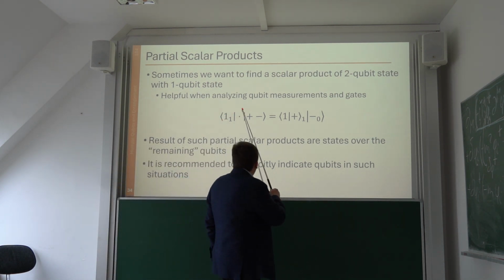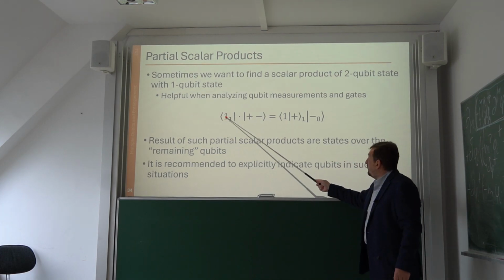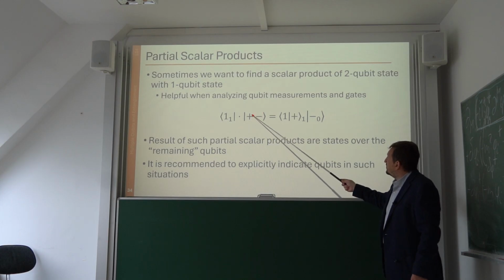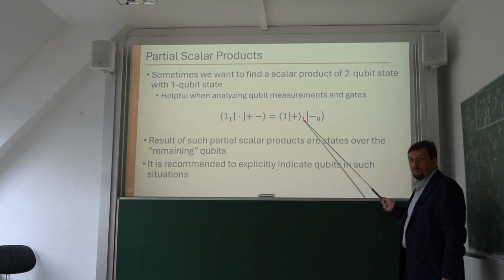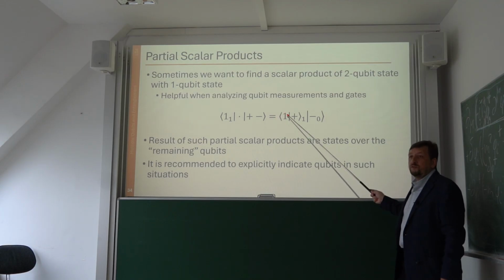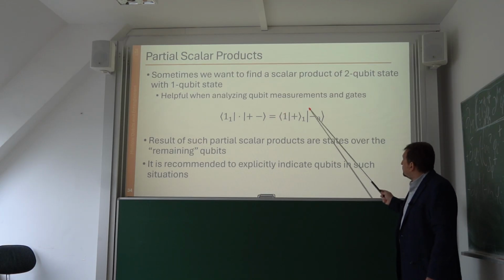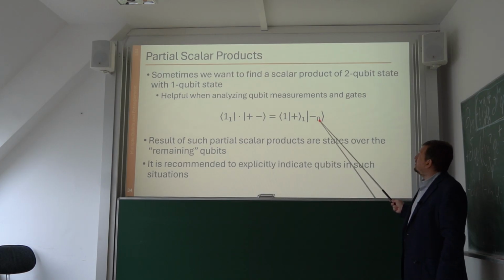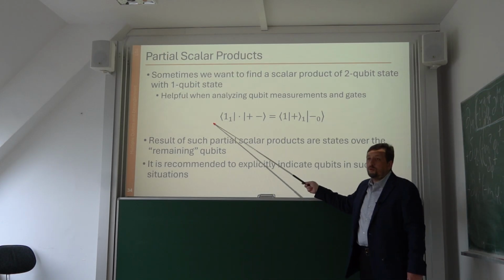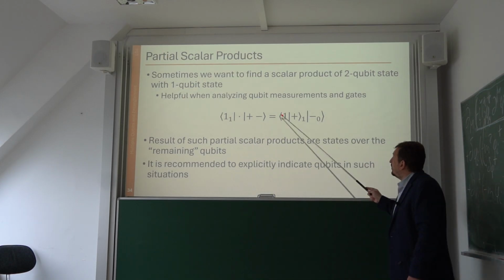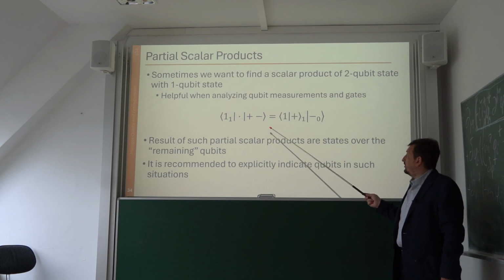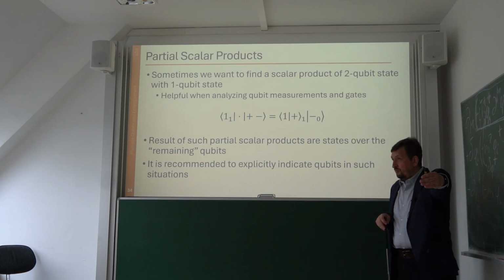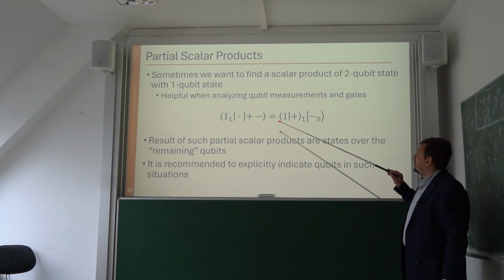So how to do this? Well, the rules are the same. We have here a bra vector that describes qubit number 1. We pair it with the ket vector that describes the same qubit. This is a scalar product, so this is just a number. This other ket vector describes qubit 0, and there is no corresponding bra vector. So the result of such a partial scalar product is a ket vector describing the state of the remaining qubits, the qubits with which we did not take the scalar product.